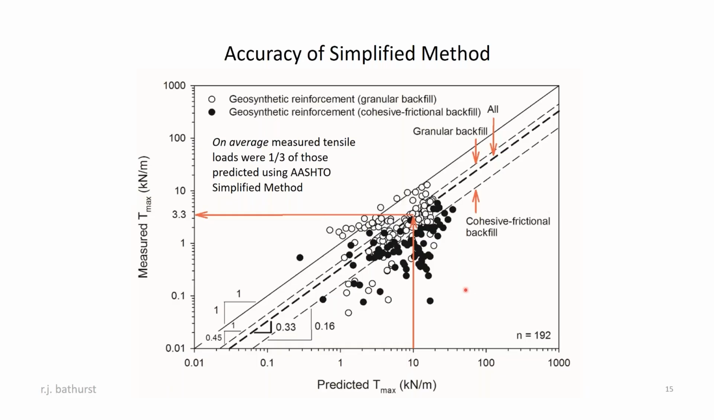And we gathered all of this data together, and we plotted the measured maximum tensile load in the reinforcement layers, as you can see on the vertical axis. And we plotted that against the predicted values using different design methods. And so when we used the simplified method and we looked at all of this data together, on average, we found that the measured tensile loads were about 3 times higher than what the simplified method predicted. In addition, there was a lot of scatter in the data.